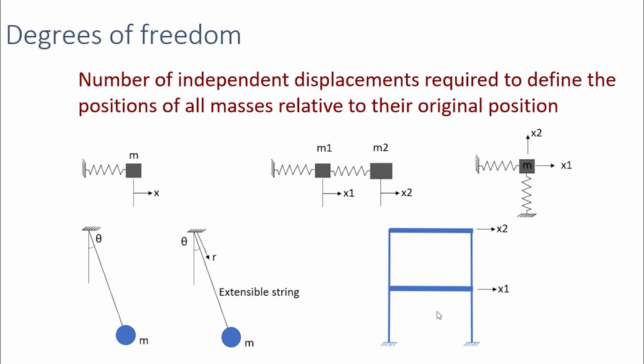This is a 2-story frame, so we can assume that all the masses on the floor are lumped at the floor, and if the floor is rigid, this frame will move only in this horizontal direction. So in this case, all we need to know is the movement of this mass along this direction and the movement of the second mass in this direction. So this is again a 2 degree of freedom system.